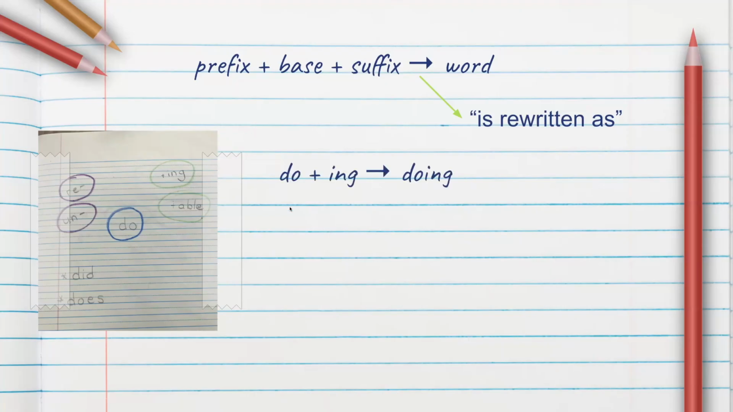So I might start with the word doing. Now, remember, and this is going to be a refresher for some of you, that to read word sums, you spell everything out and you don't pronounce it till the end. So do plus ing is rewritten as doing. We can do that with the next word, redoing. Re plus do plus ing is rewritten as redoing.